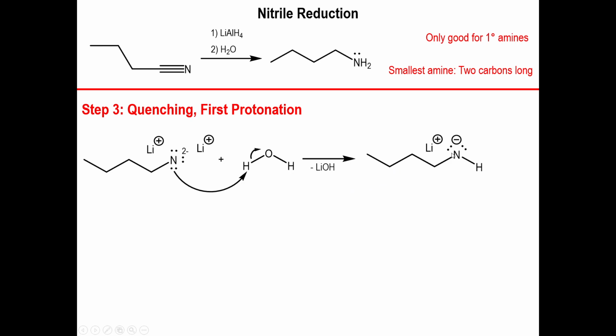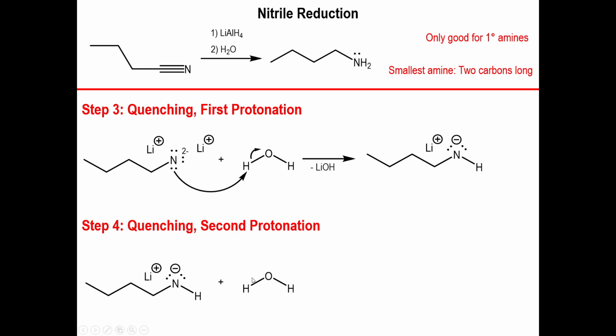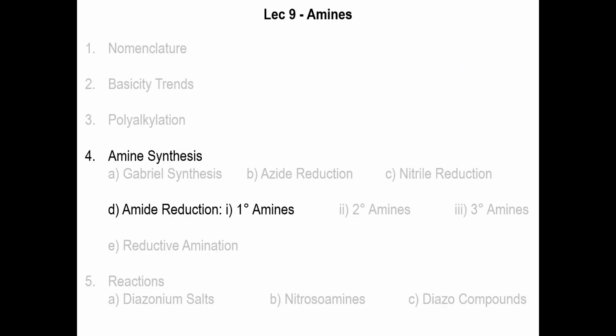One of the lone pairs has been already protonated, so now you have one proton here. But then that is also basic enough that it will attack an additional water molecule, producing another equivalent of lithium hydroxide, and then yielding your primary amine. So that's how that works out. It's not too difficult of a process once you have the chemicals mixed together and reacting with each other.